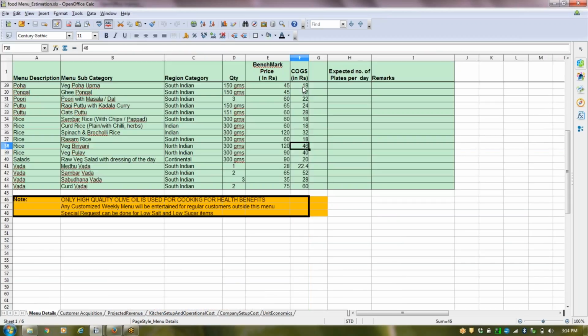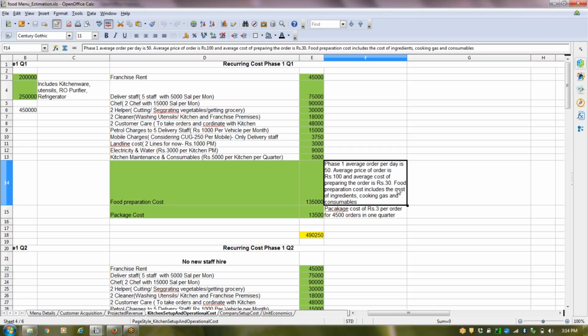So by taking these COGS and comparing with the benchmark price, they have got that on average they are able to achieve 30% COGS. That is, when they are selling something for 100 rupees, the COGS that they are hitting is around 30 rupees. So based on that, they have done the calculation here.